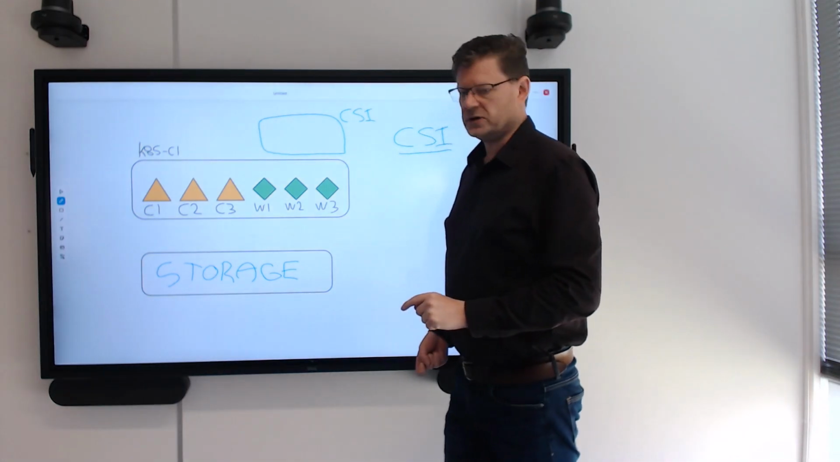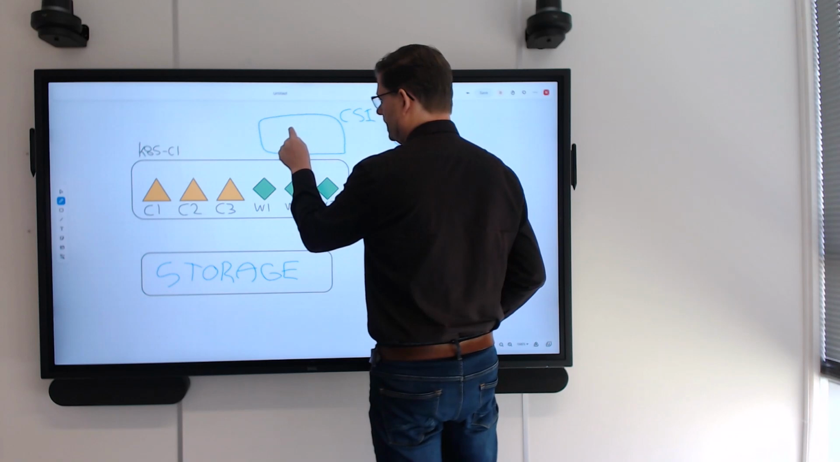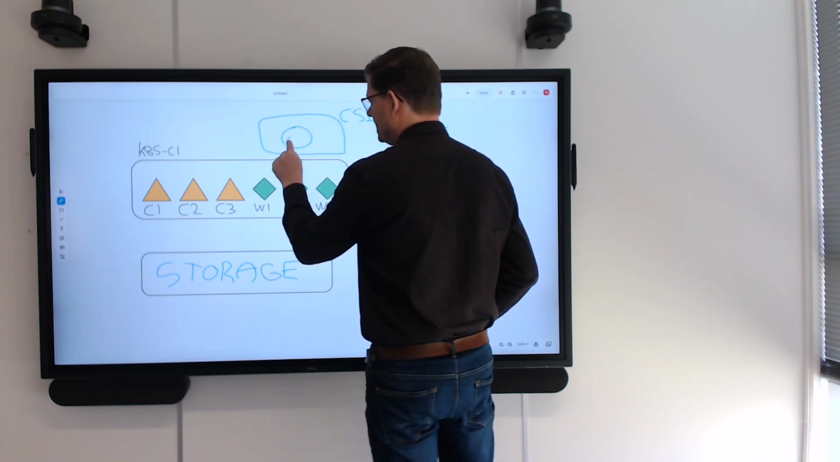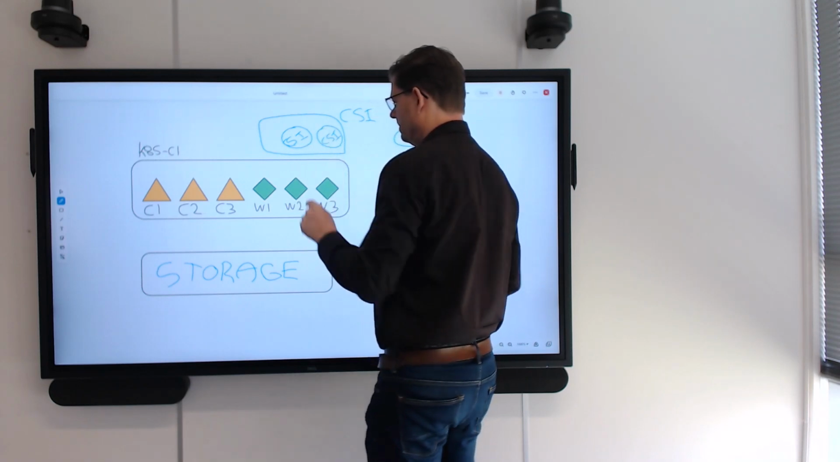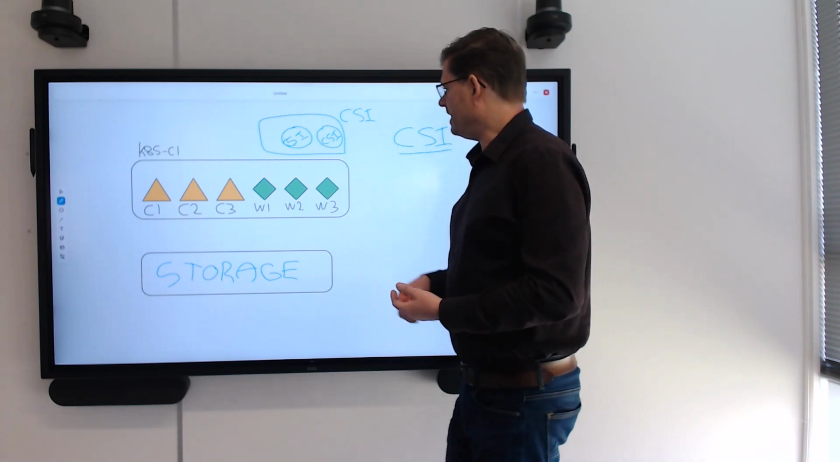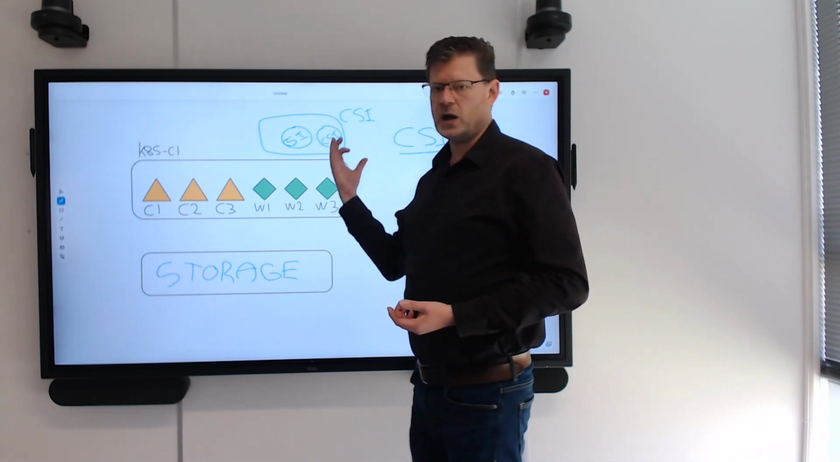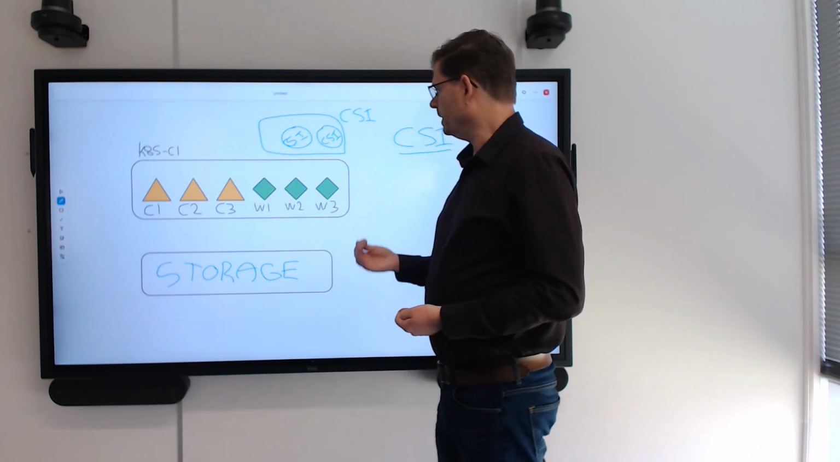And then we need to install a CSI driver. That sits here as a number of containers. So here we have CSI and here we have another instance of CSI, because we want to make sure that it can survive a worker node failure. And what the CSI driver does is it plugs into a framework that's delivered by Kubernetes itself.